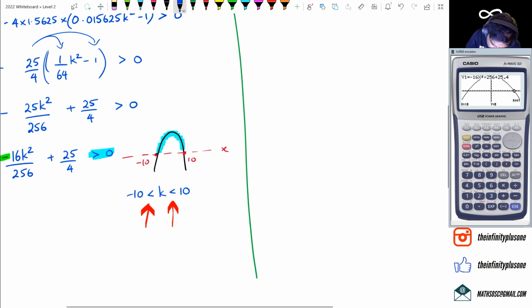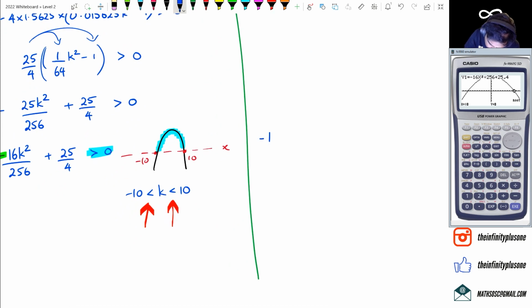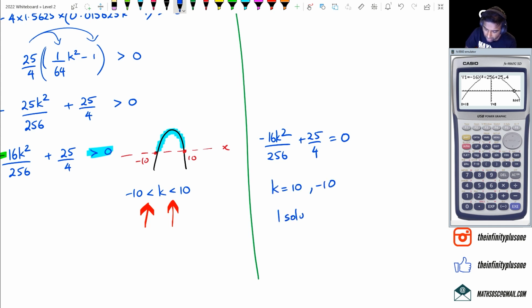So I'm still going to get the same equation, but I'm going to get negative 16k squared over 256 plus 25 over 4. And remember, the discriminant has to equal 0, which means when it equals 0, those are the two roots that we're talking about. So in this case, we can say that if k equals positive 10 or negative 10, you're going to have one solution, or one point of intersection.